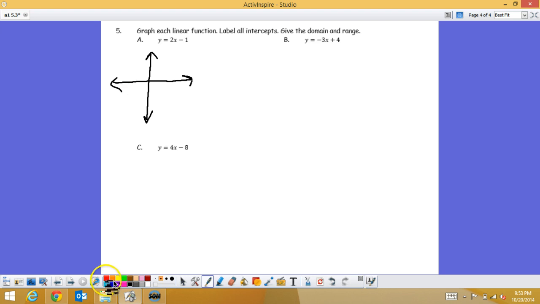Well, first of all, on this one, the y-intercept is -1. So I'm going to go to -1 on the y-axis, which is about in that. Okay, so that's 0, -1. And then the slope is 2. So from this y-intercept, I'm going to go up 2 and over 1. And those are the 2 points that the line goes through.